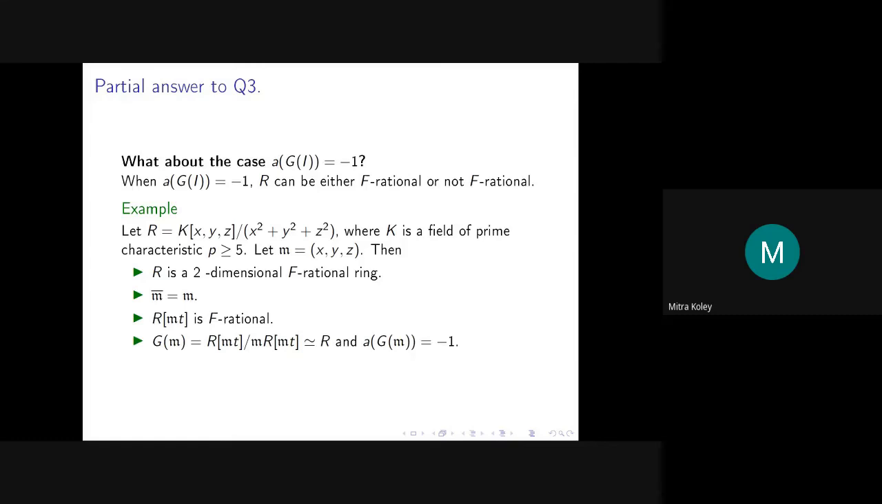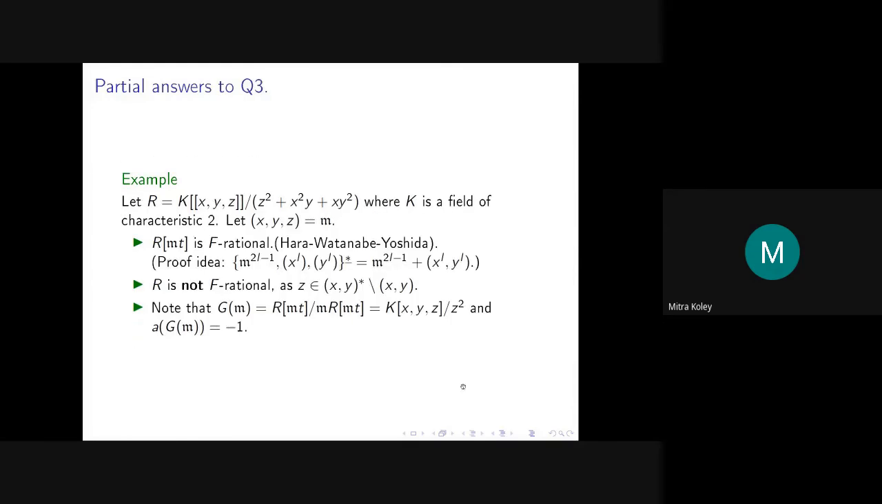Now, what is the associated graded ring? The associated graded ring with respect to the maximal ideal M is isomorphic to the ring R itself, and thus the a-invariant of G(M) is -1. So here we have an example where the Rees algebra is F-rational and the a-invariant of the associated graded ring is -1, and the base ring is also F-rational. So next we'll see that the base ring need not be F-rational.